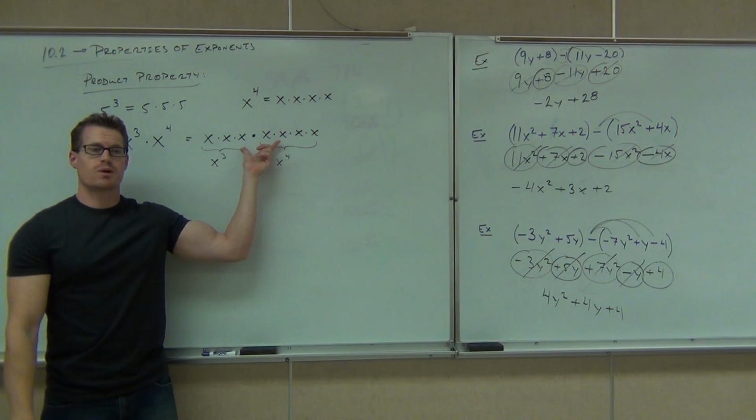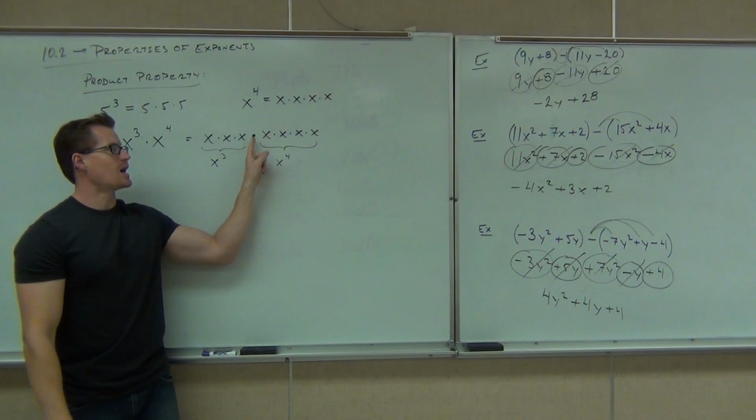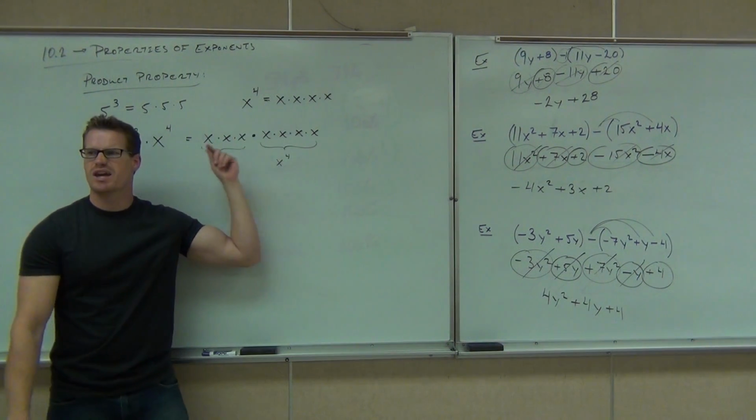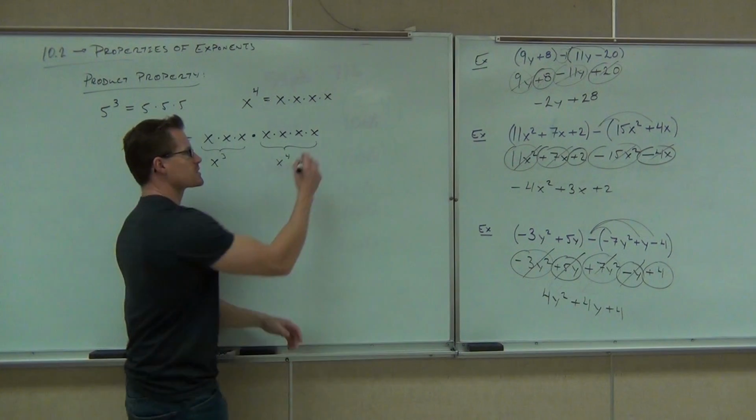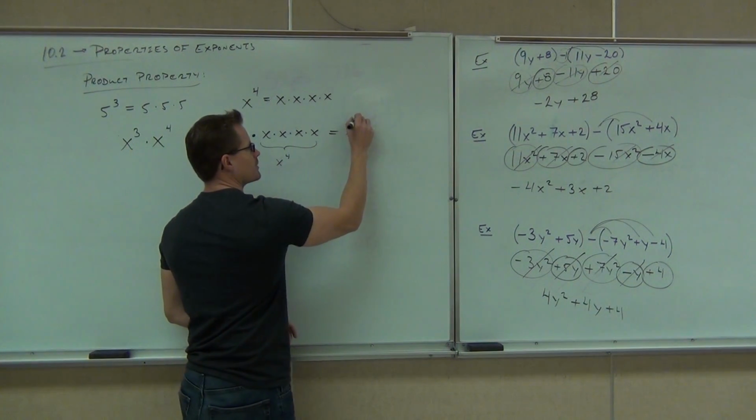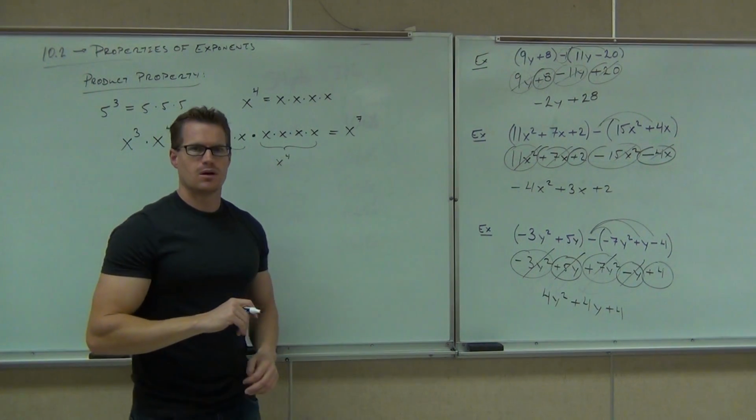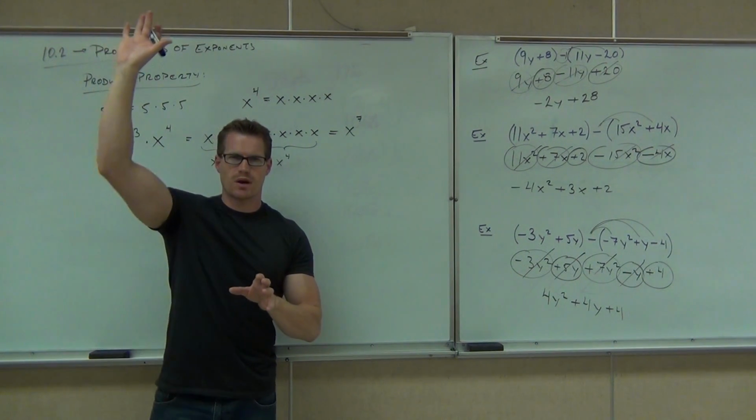Now, is there another way you could represent x times x times x times x times x times x times x? How many x's do you have? 7. Yes, 7 x's. So this is really x to the 7. Are you okay with that so far? How do you feel, all right with that?